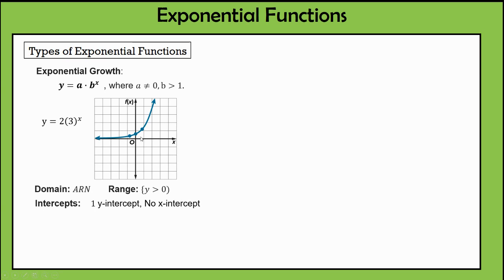The intercepts: we're always going to have one y-intercept. We're going to cross the y-axis during this exponential curve. We're working our way down. We'll never cross the x-axis, so there'll never be an x-intercept.